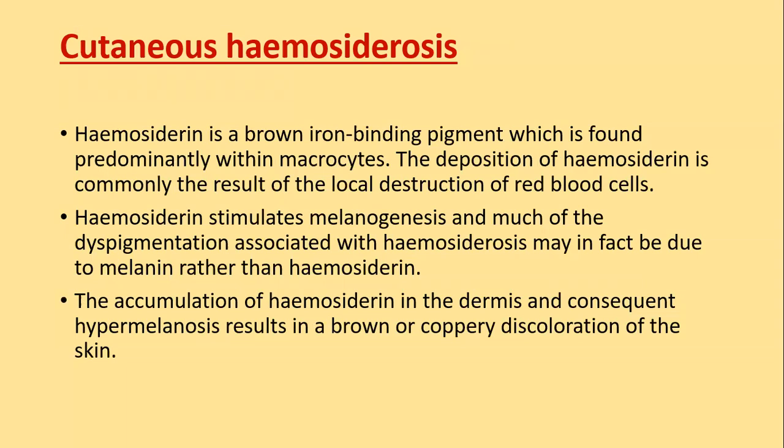The hemosiderin stimulates melanogenesis, and much of the dyspigmentation that is associated with hemosiderosis may in fact be due to melanin rather than hemosiderin itself. So the accumulation of hemosiderin in the dermis and consequent hypermelanosis result in brown or coppery discoloration of the skin. Coppery is slight grayish discoloration of the skin.